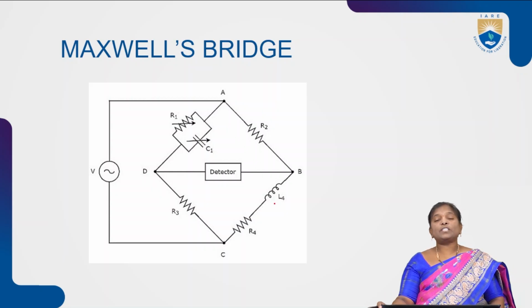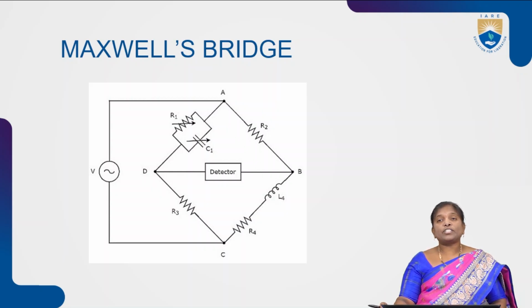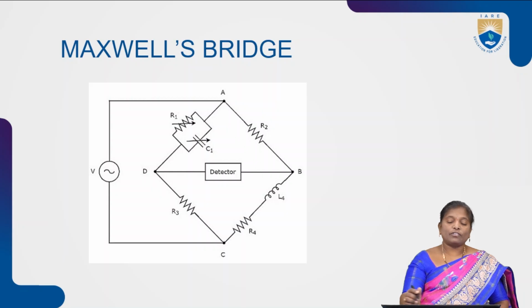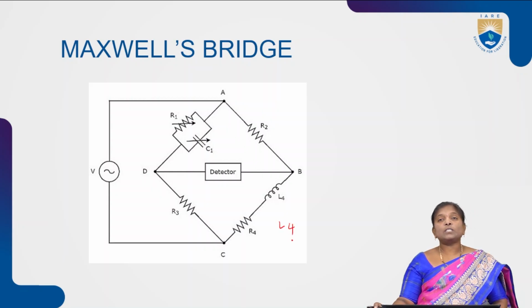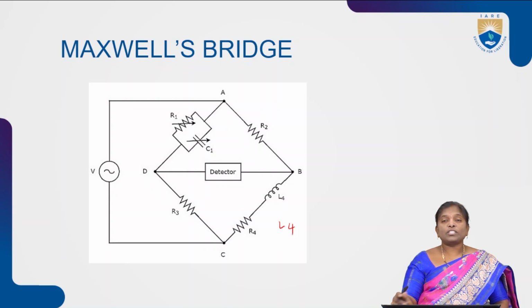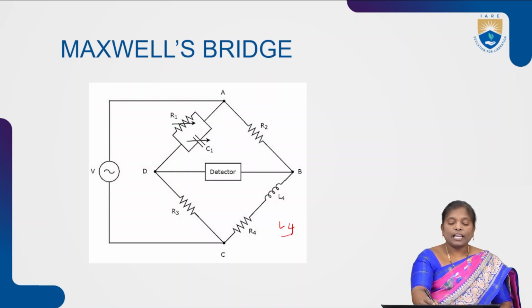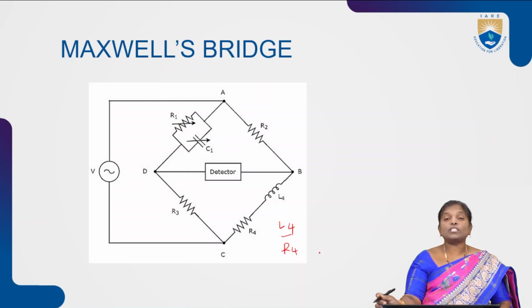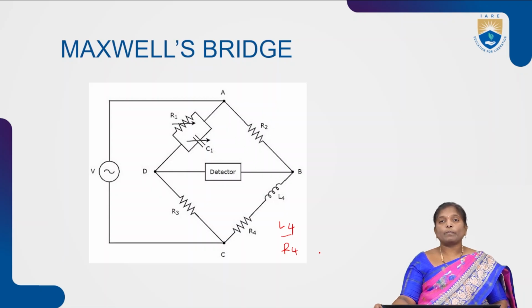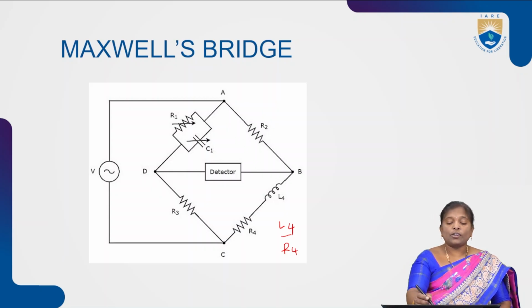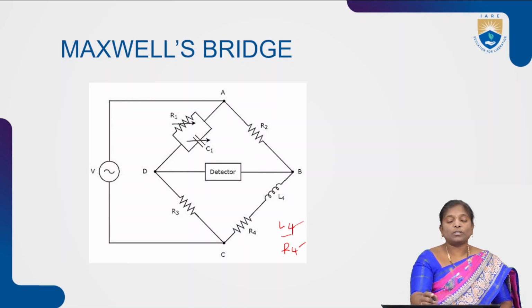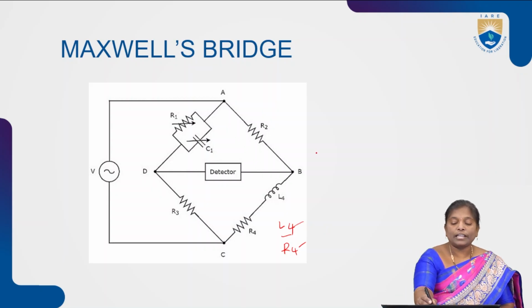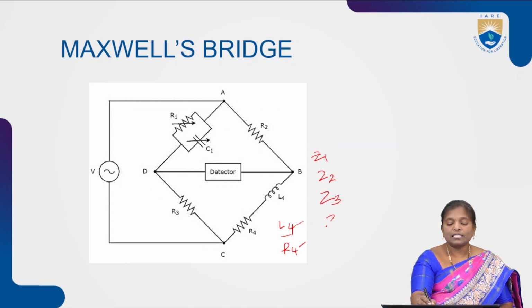With the help of this Maxwell's bridge, we can measure an unknown inductance value. The unknown inductance is L4. Along with this, we can also measure the resistance R4. To find these unknown inductance and resistance with the help of Maxwell's bridge, first we need to calculate Z1, Z2, Z3 and Z4.